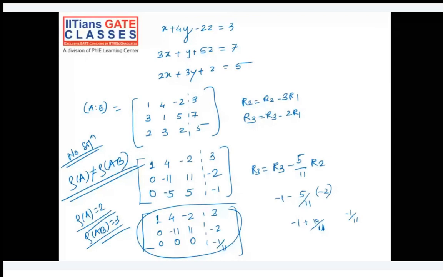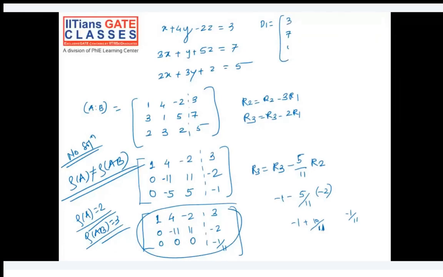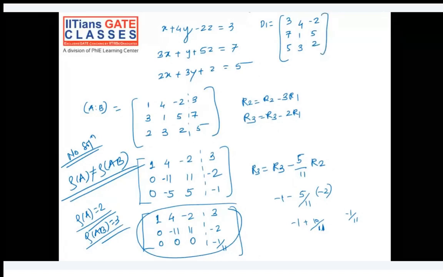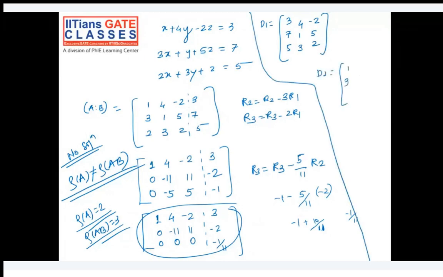What is D1? 3, 7, 5, 4, 1, 3, minus 2, 5, 2. Tell me the determinant for this. D2: 1, 3, 2, then 3, 7, 5, minus 2, 5. Sir, the A33 term is 1, sir. You wrote 2. Yes, sorry. Let me repeat it once again. 3, 7, 5, then 4, 1, 3, minus 2, 5, 1.